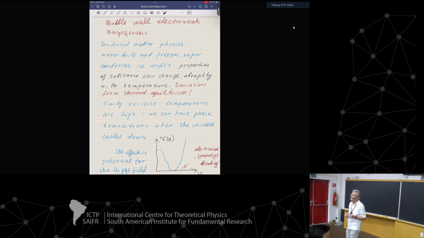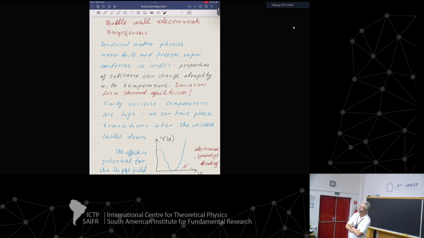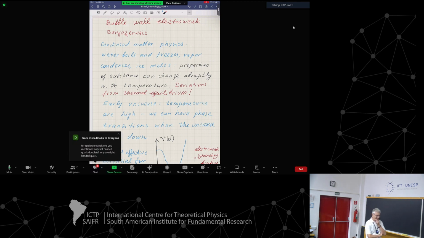Is there any hope to measure the lepton asymmetry? Well, there is always a hope.